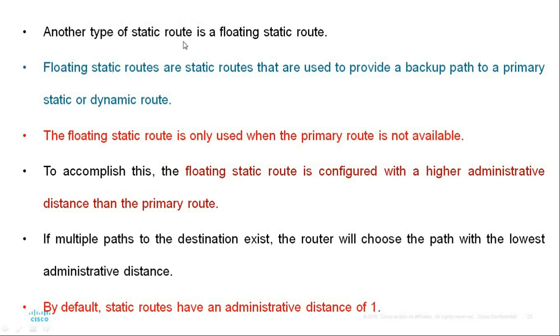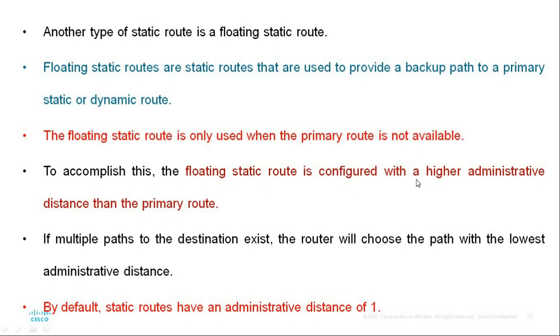See here, another type of static route is the floating static route. Floating static routes are static routes that are used to provide a backup path to primary static or dynamic routes. A floating static route is only used when the primary route is not available. See the point here: the floating or backup static route is only used when the primary is not available, meaning the primary route has failed.